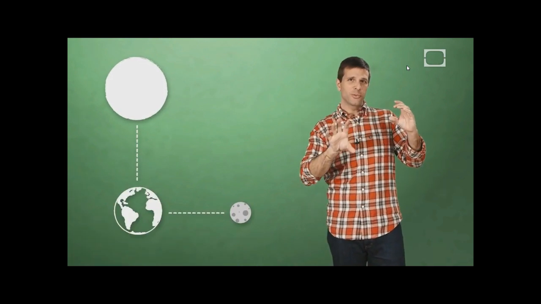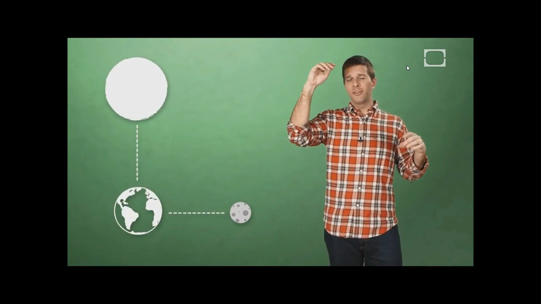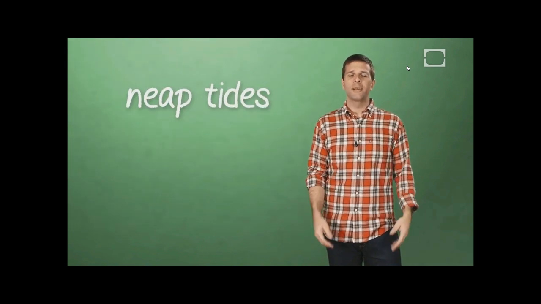When the sun and the moon are in alignment, the sun enhances the moon's gravitational pull, creating higher tides than normal. They're called spring tides, and they happen on a full moon or a new moon. Now, when the sun and the moon are at right angles to one another, with the Earth right about here, the sun diminishes the gravitational pull of the moon on Earth, creating lower than normal high tides, also called neap tides. These happen on the quarter moons.